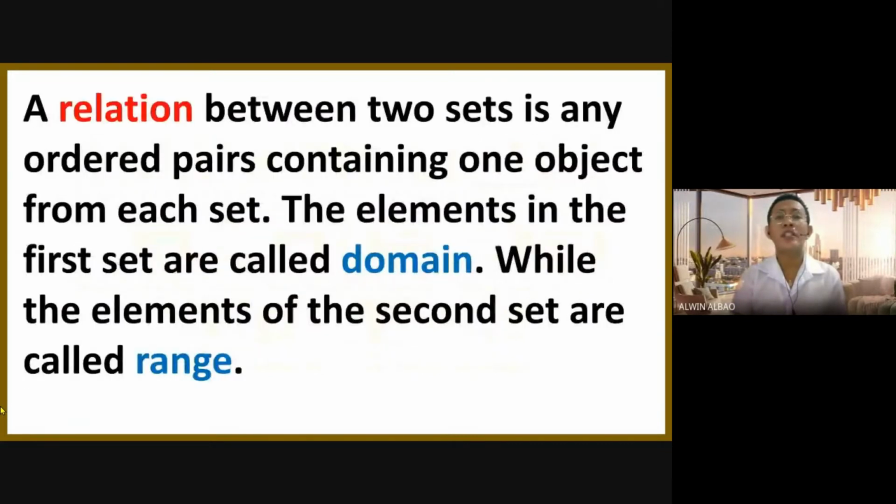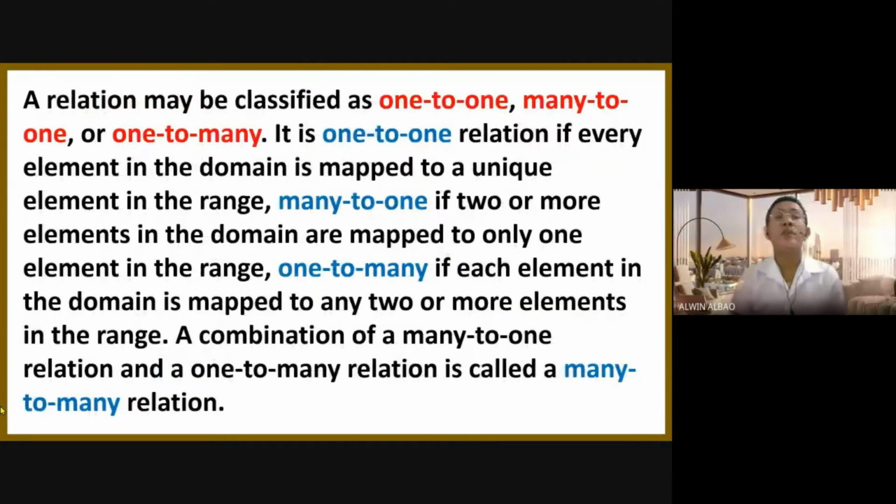A relation between two sets is any set of ordered pairs containing one object from each set. The elements in the first set are called the domain, while the elements of the second set are called the range. A relation may be classified as one-to-one, many-to-one, or one-to-many. It is a one-to-one relation if every element in the domain is mapped to a unique element in the range.